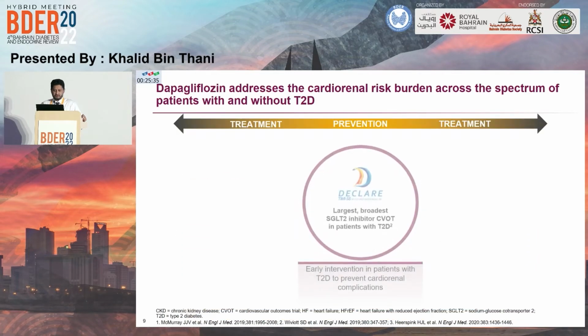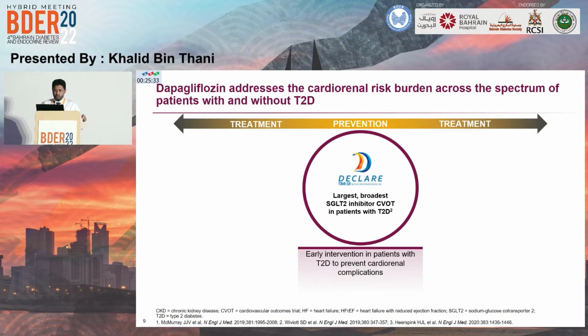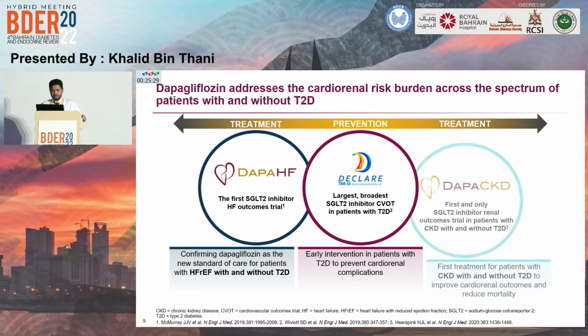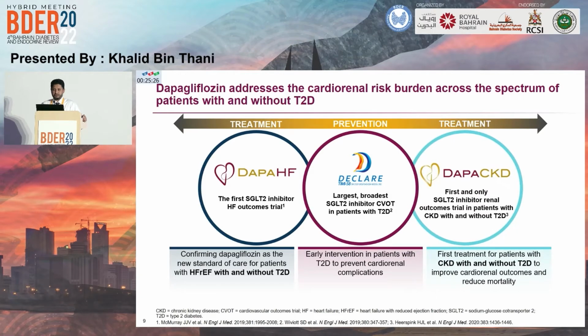So what is the story of this molecule, dapagliflozin? Luckily, over the last few years, we started with prevention, and then we started to have the treatment arm for both heart failure and CKD. We started with DECLARE-TIMI 58, then DAPA-HF, and then DAPA-CKD. And basically, it confirmed early intervention in patients with type 2 diabetes to prevent cardiorenal complications.